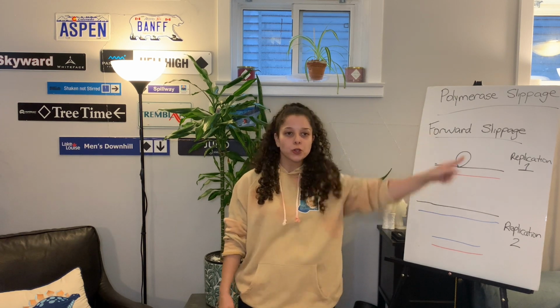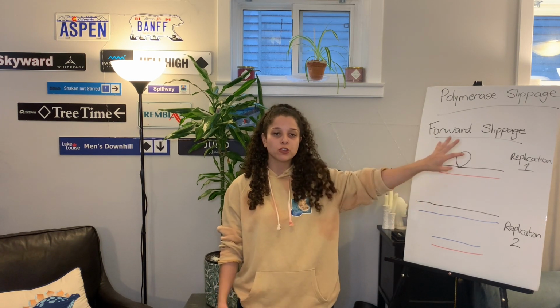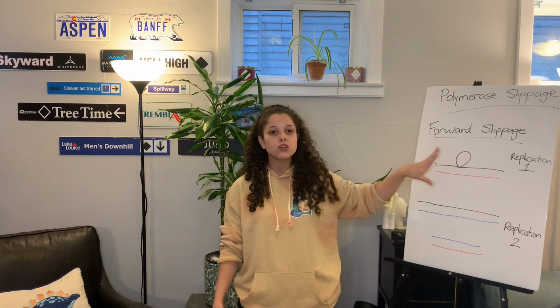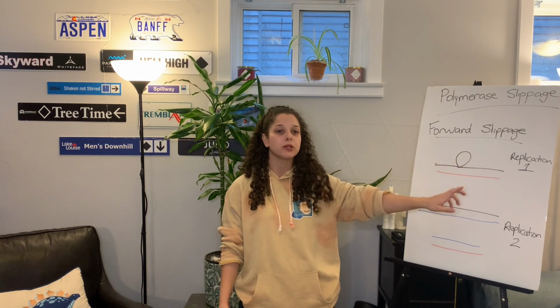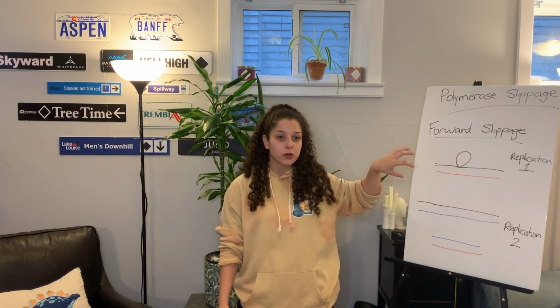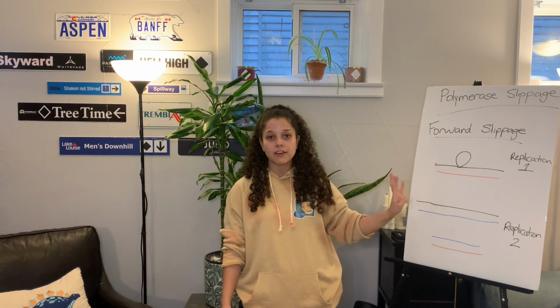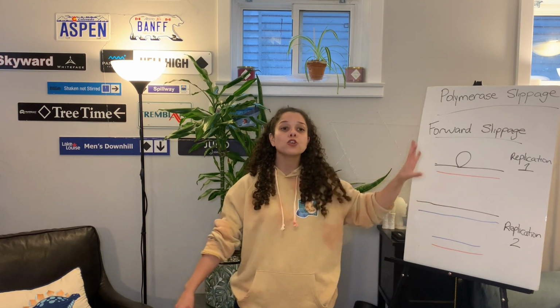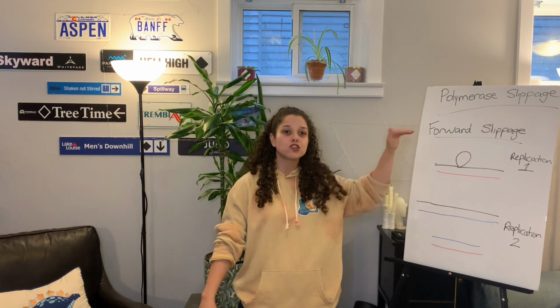So here we have black as our template for our first round of replication, and we see there's a loop in that strand. So there's a portion of the strand that isn't going to be copied by DNA polymerase because it's slipped. The strand is slipped a little bit. So what that's going to result after one round of replication is a newly synthesized strand that's a little bit shorter than the template strand should be, because it's missing this portion that's looped out of the template strand.